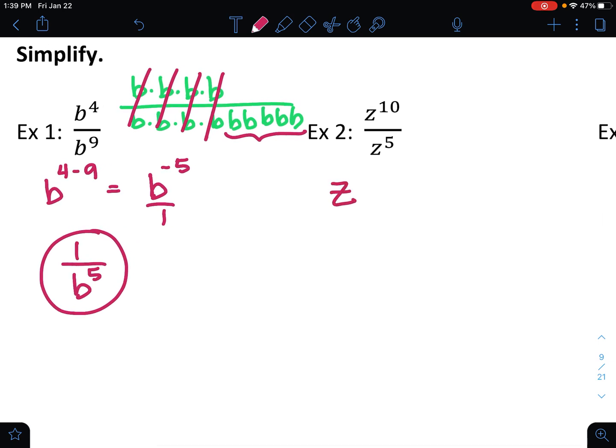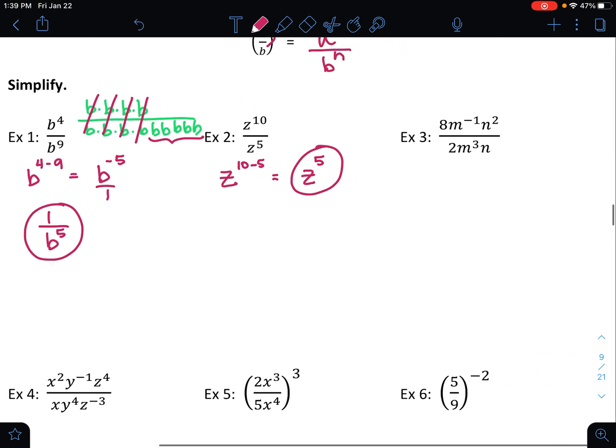Okay, number 2. I'm going to take z, they're both the same, to the power of 10 minus 5. Well, 10 minus 5 is 5. So my answer here, z to the 5th.